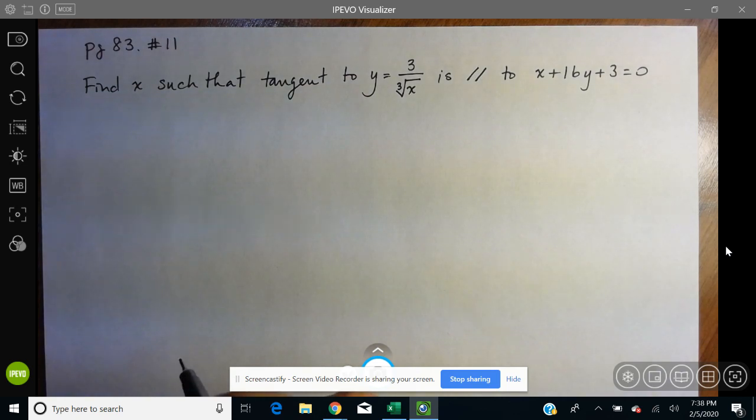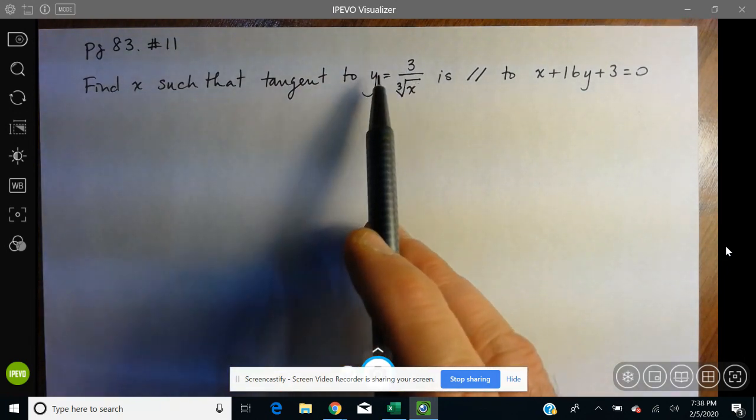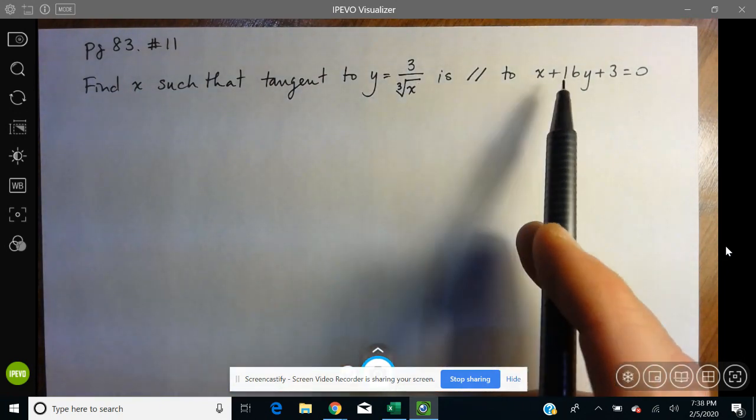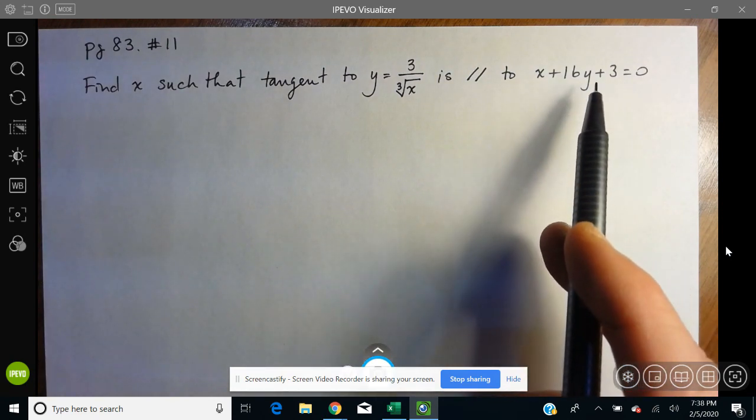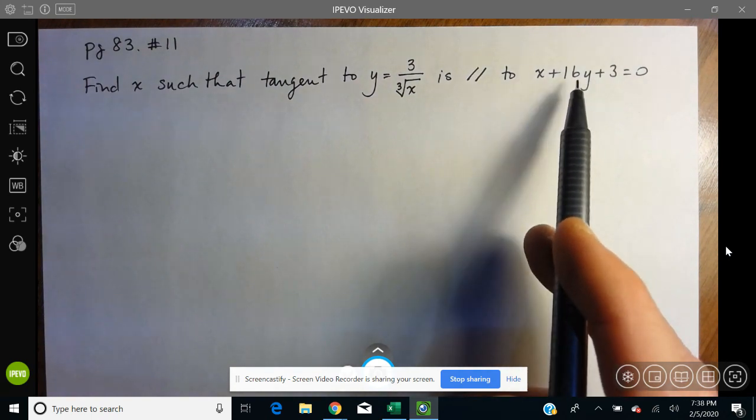Hi folks, we're going to take a look at number 11 from page 83. Here they want us to find the values of x such that the tangent to this curve is parallel to the given line here. So we know that if the tangent needs to be parallel to this line, they're going to share the same slope. So I'll use this line to find the slope.